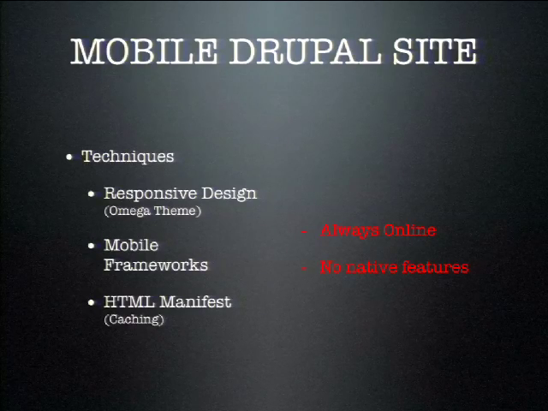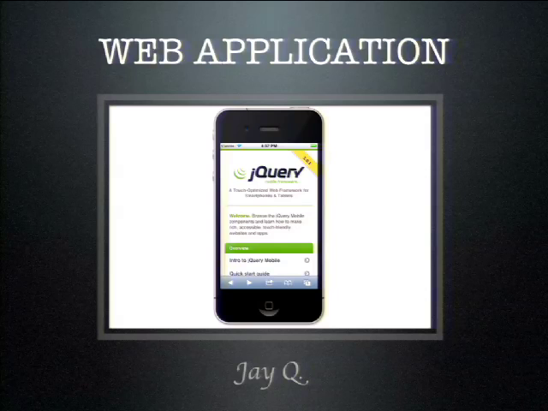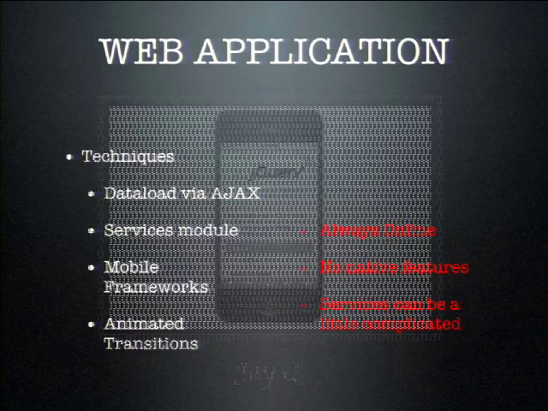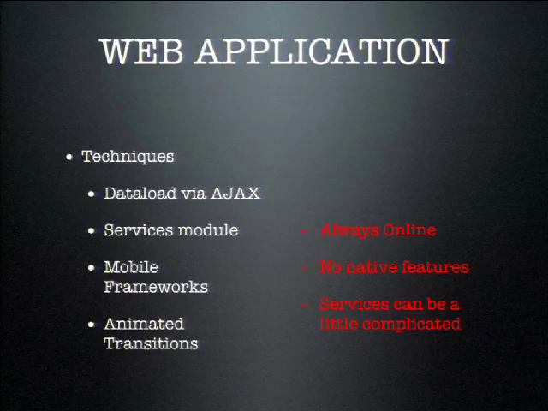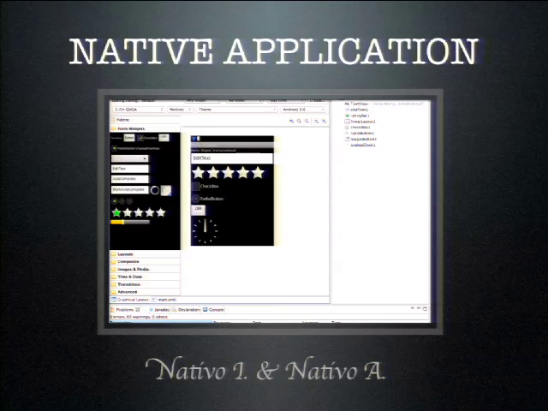Next one, please. We have the web application, JQ, with its technique of data load via Ajax. It features the services module, mobile frameworks, and animated transitions, but it's always online. It has no native features. Services can be a little complicated. So, next one. And then we have the native application.